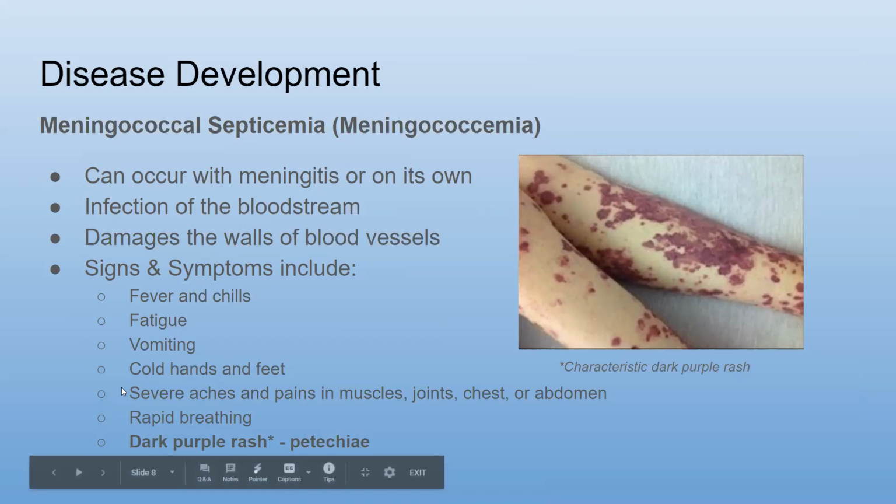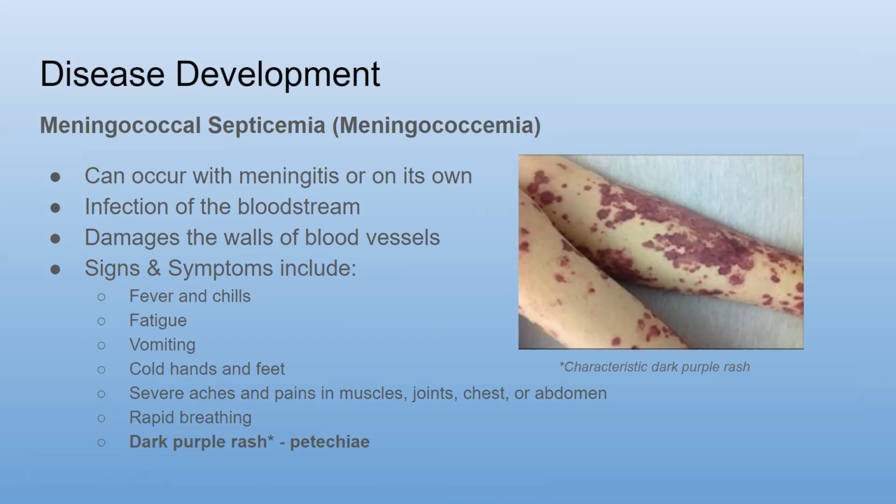The signs and symptoms of meningococcemia include fever and chills, fatigue, the characteristic dark purple rash, vomiting, cold hands and feet, and severe aches and pains in muscles, joints, the chest, or abdomen.